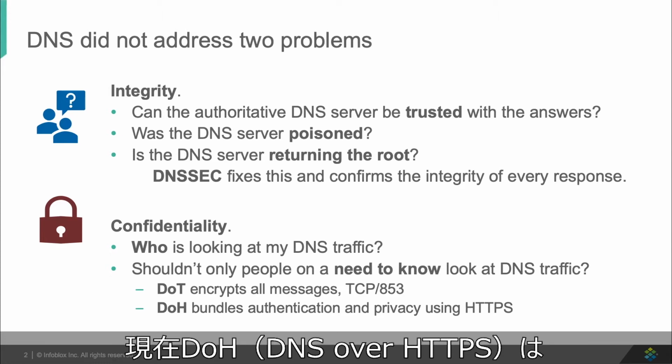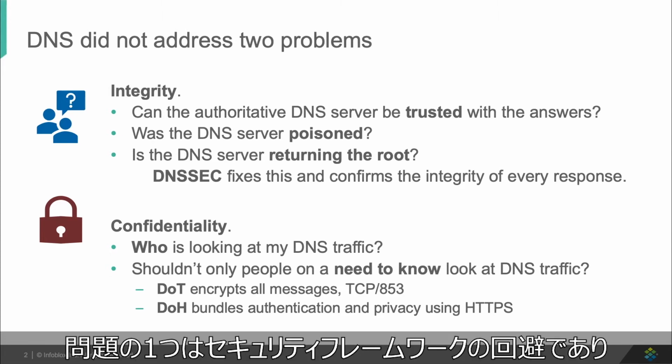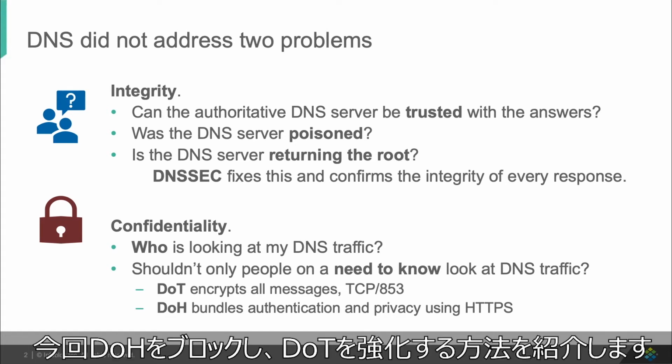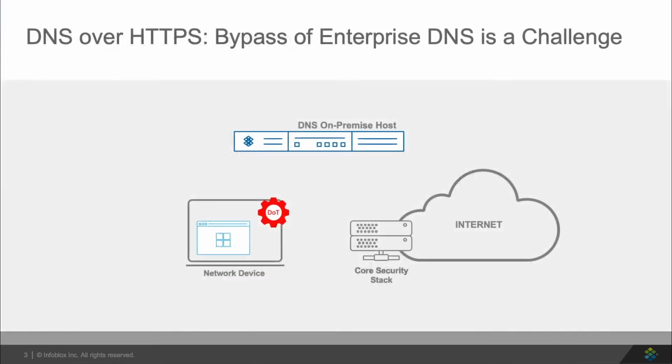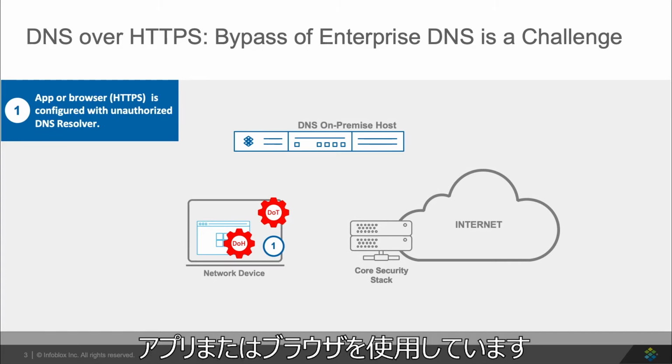Now there are a lot of problems with DoH or DNS over HTTPS. One of those problems includes the ability for people to circumvent your security framework and as such, giving a backdoor to your network. As such, I'm here to talk about how you can block DoH so your organization can start enforcing DoT. With DoH, users have an app or a browser that is configured with some external unauthorized DNS resolver.